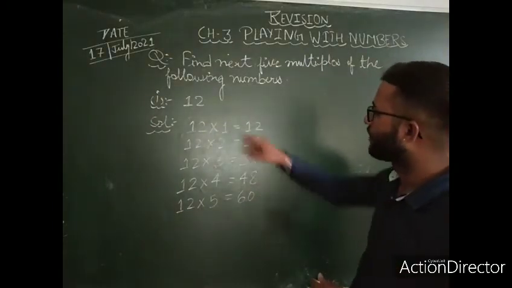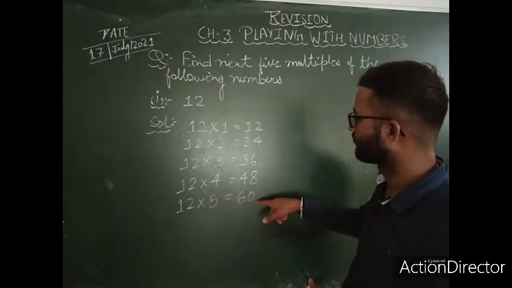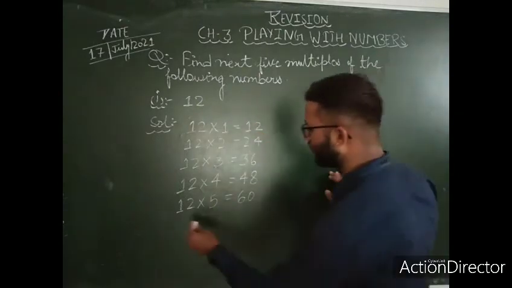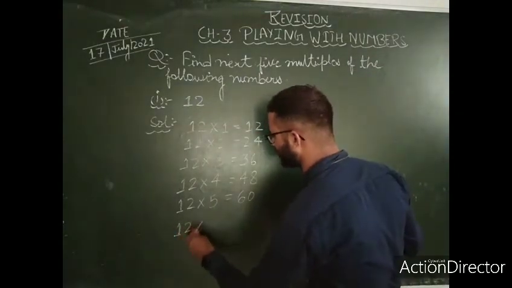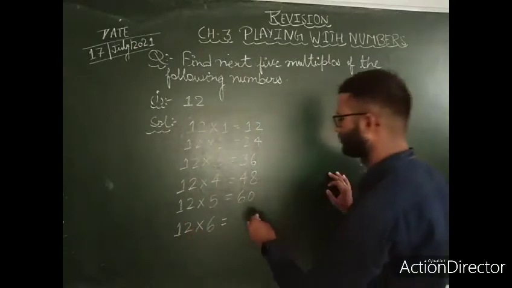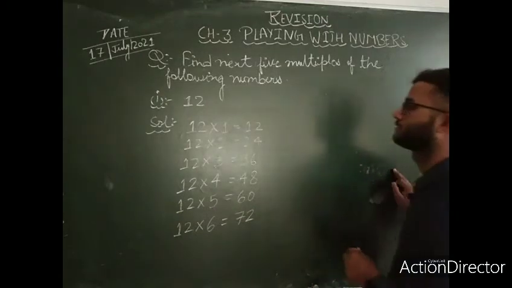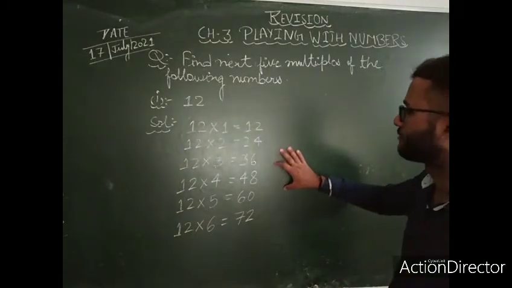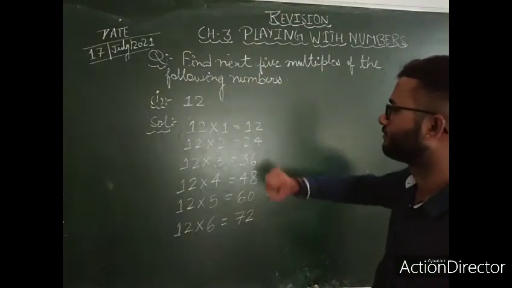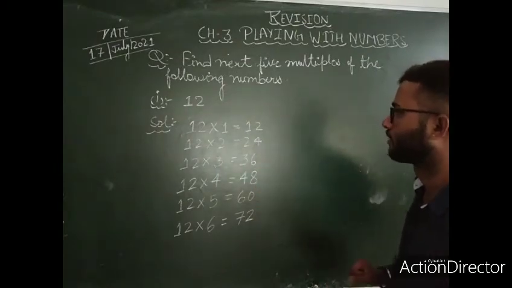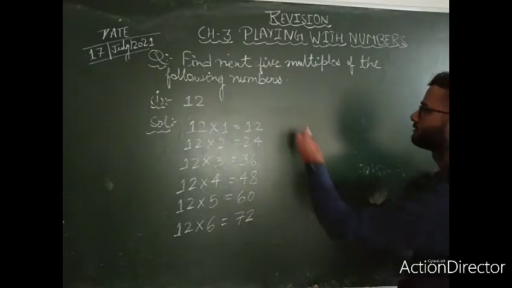Here we find one more multiple, because 12 itself is also given there. So 12 6s are 72. So these are the next 5 multiples of 12: 24, 36, 48, 60 and 72. Now we take another example.